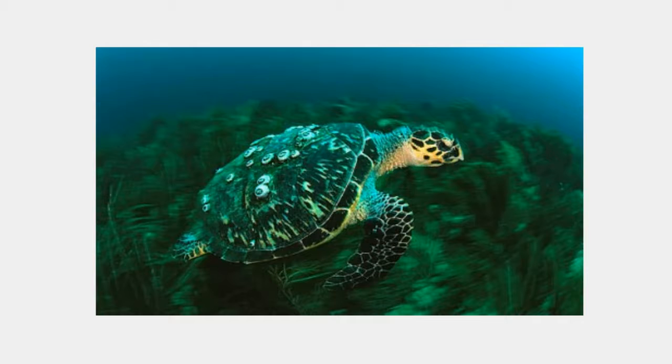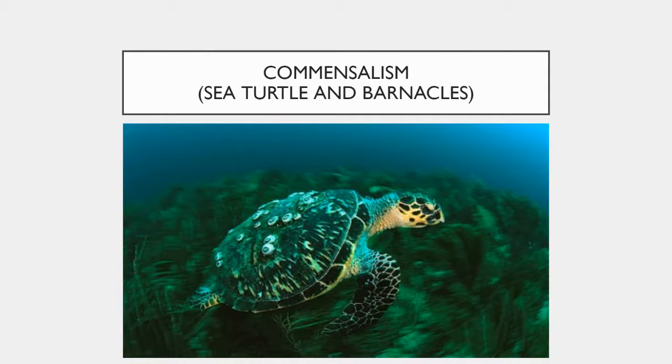All right, here we've got a sea turtle and some barnacles. The barnacles are at an advantage here because they are carried around on the sea turtle's back, and different water flows through them, and they're able to collect nutrients from that water. And the sea turtle is neither helped nor harmed. The barnacles are not hurting it, but they're not helping it either. That's commensalism, when one organism benefits and one organism is neutral, neither helped nor harmed.